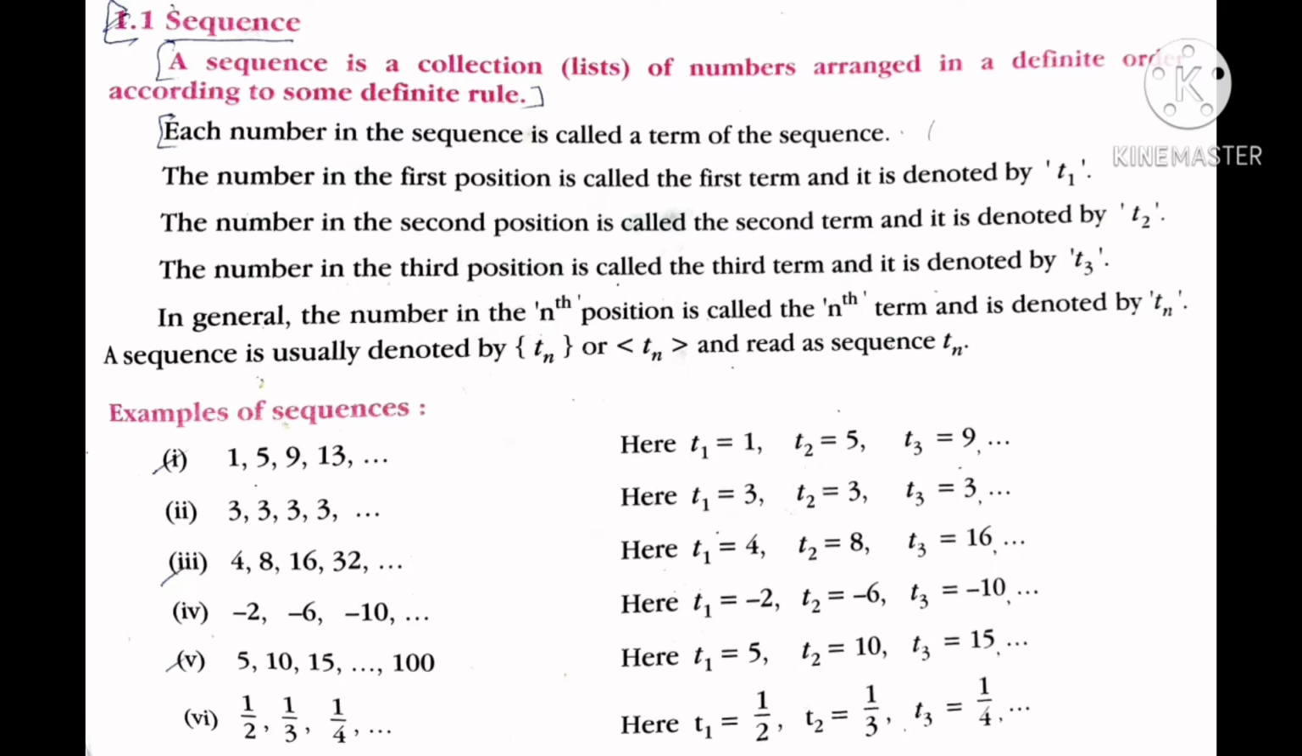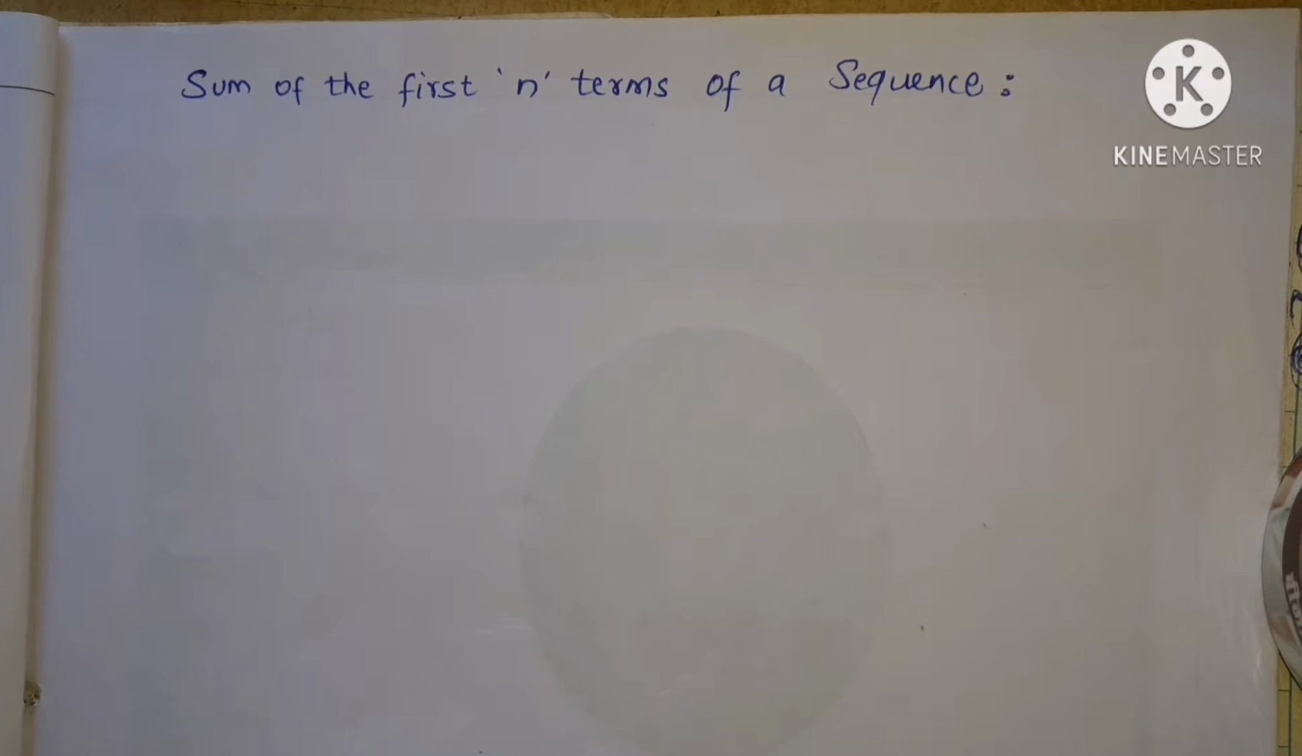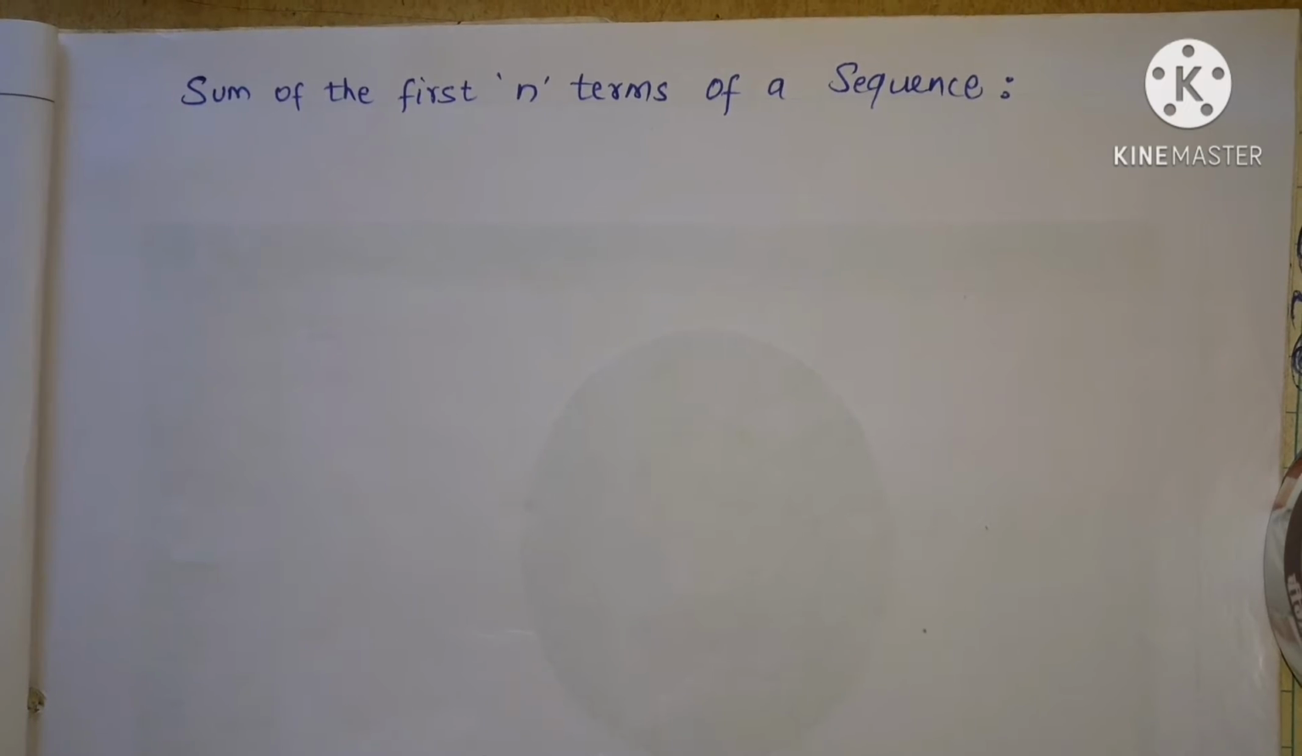In the first example 1, 5, 9, 13, here T1 is 1, T2 is 5 and T3 is 9 and so on. In the same manner you can see the following examples. Now how can we find the sum of the sequence? Now we will learn how to find the sum of the first n terms of the sequence.